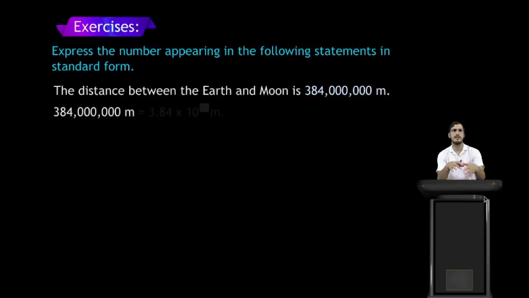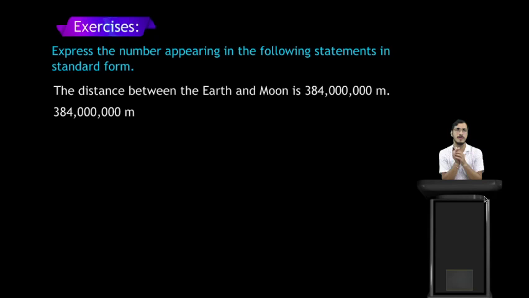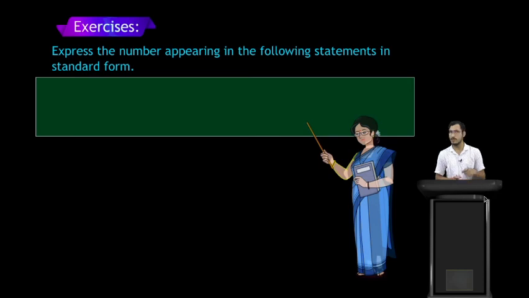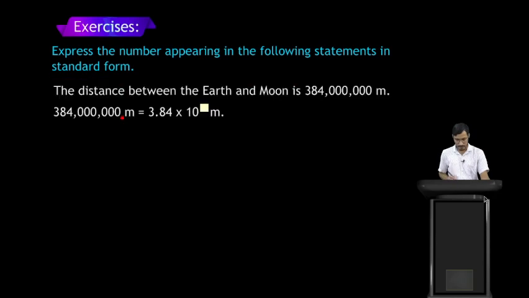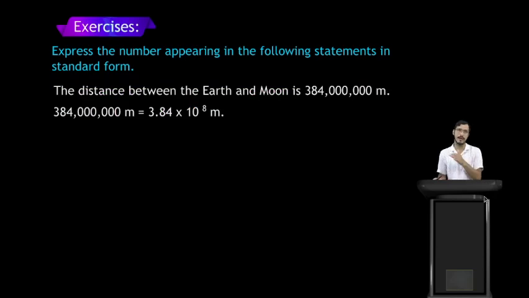Now express the numbers appearing in the following statements in standard form. The distance between the earth and moon is 384,300,000 meter. Students, write it in scientific notation, or exponential form. Here the decimal moves right to left. So first, second, third, fourth, fifth, sixth, 7 and 8. So 3.84 into 10 to the power 8, positive power because it moves right to left. Remember always, when the decimal moves right to left, the power will be positive. So 3.84 into 10 to the power 8 meter.